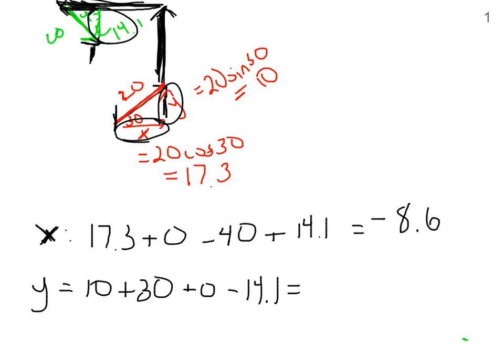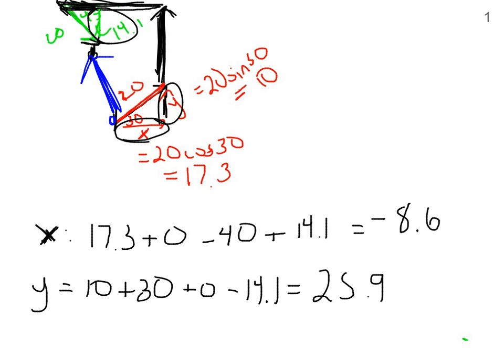So again, I'm going to do all the math. 10 plus 30 is 40, minus 14.1. I get a y component of 25.9. That makes sense because I end up above where I started, which is a positive y direction. To find the overall magnitude of this resultant, which is basically what it asks me for. It asks me for the vector that goes from the start to the finish. It sticks out like this.